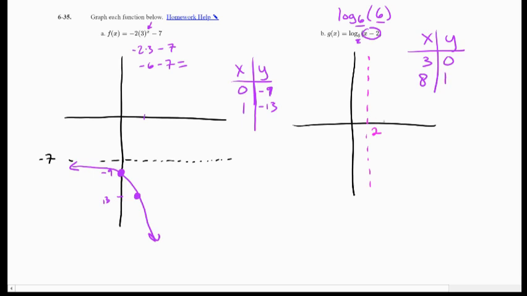So if I plot those points here, that's (3, 0), and then (8, 1). A real sharp turnaround here for my log function. And there's my sketch.